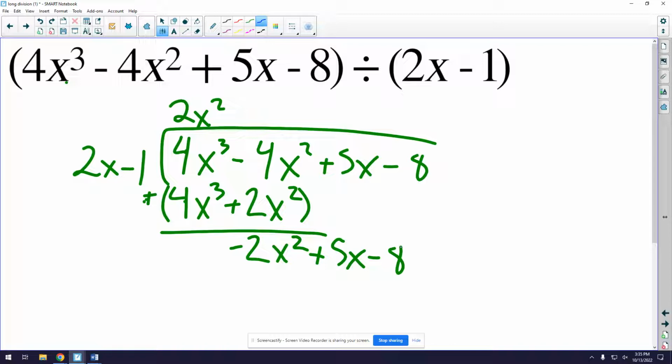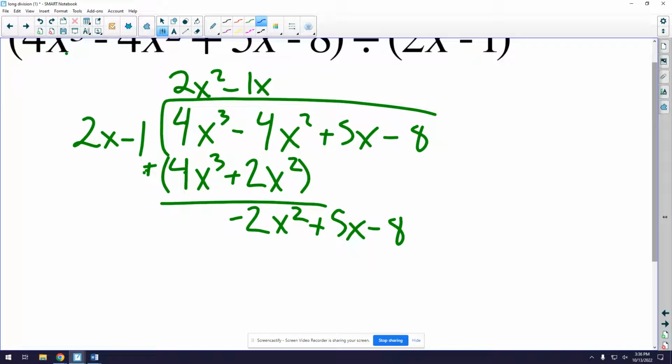Now we're going to use what we have, and we're going to take our first term of what we have divided by our first term of what we're dividing by. Negative 2 divided by 2 is a negative 1. X squared divided by x is x. Now I'm going to multiply that term by both of my terms. Negative 1x times 2x is negative 2x squared. And negative x times negative 1 is a positive 1x.